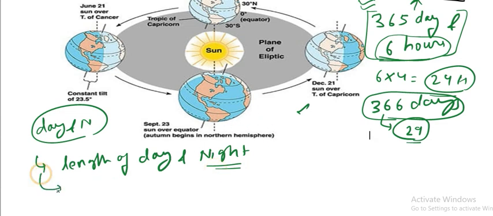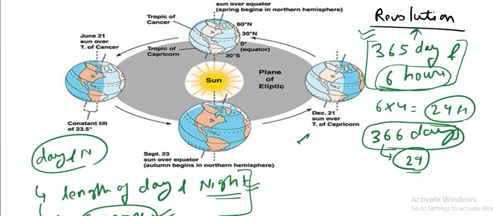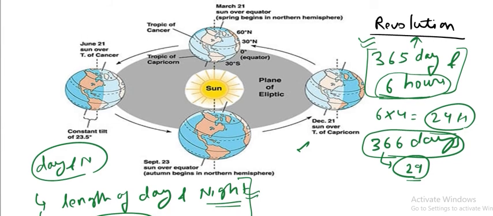And also, because of the revolution, there is the result of seasons. Because of the revolution, in a given year the earth will have different positions, and based on this position there is a change of the seasons. So these are the two effects of the revolution: variation in the length of the day and night, and the seasons. Now there are four specific points during the revolution of the earth.